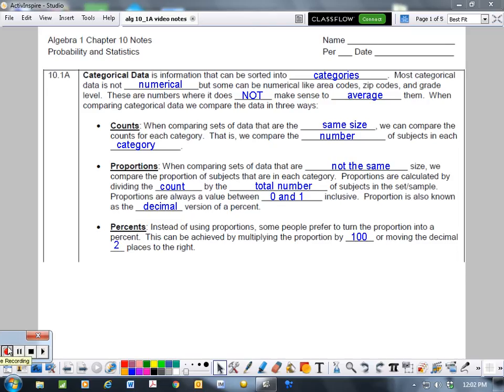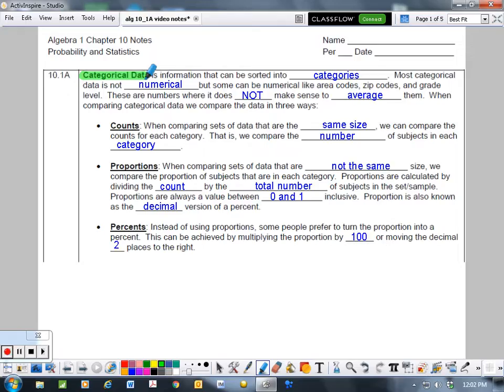Okay, in chapter 10, we're going to go ahead and deal with probability and statistics. And what we're actually going to start with is statistics. So in statistics, we typically look at what we call data, and that's just information that comes from the real world. And we have two different types of data that we typically deal with. And what we're going to deal with today is what we call categorical data. And it's information that can be sorted into categories.